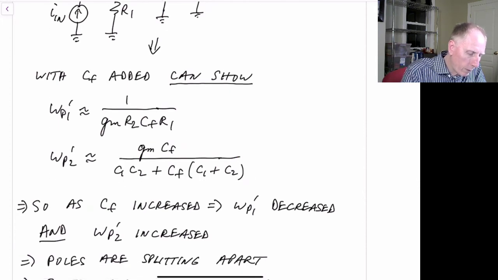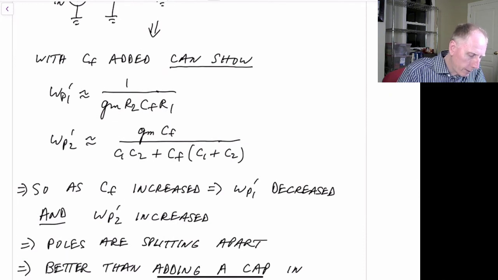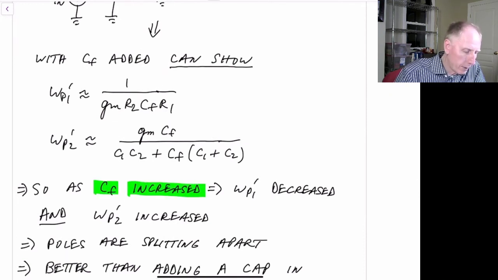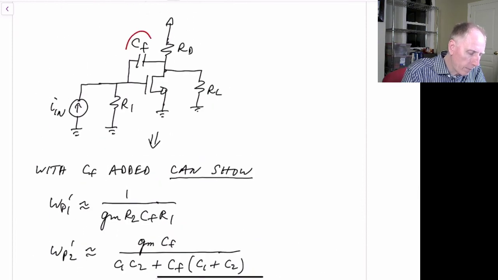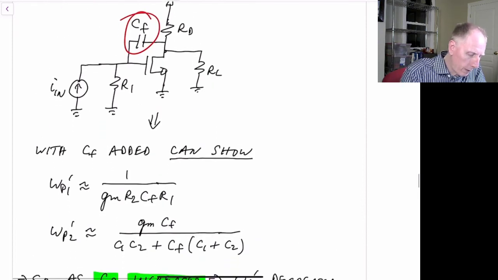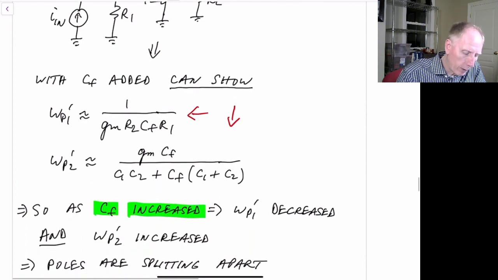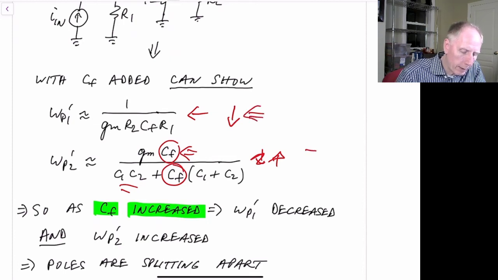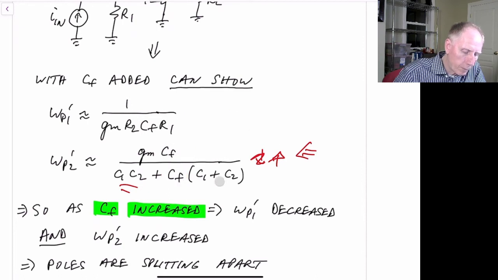So what you see here is that as you increase C sub F, so as the capacitance becomes increased, this value here, this omega P1, is going to get lower. So it decreases. However, you look at this one, because we have CF on the top and CF on the bottom, but this one tends to dominate because it's just a multiplicative, and this has an extra term to it. This one actually goes higher as we increase CF. So this one becomes lower, and this one becomes higher. So we're actually splitting the poles.